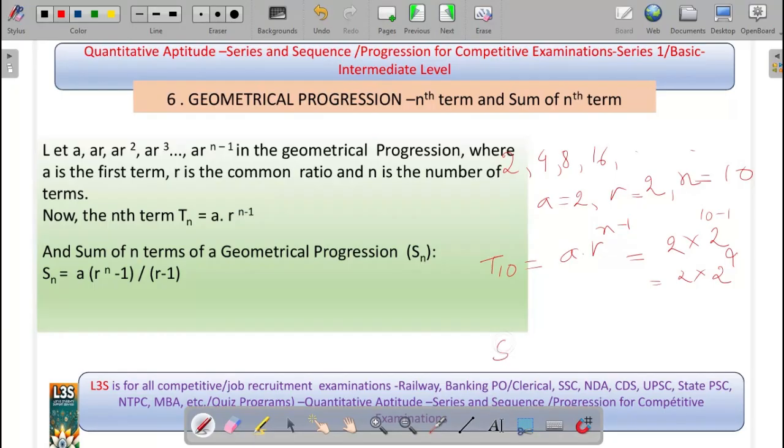Now what will be the sum up to the 10th term? This is equal to a into r to the power n minus 1, divided by r minus 1. Here r is equal to 2, and r minus 1 is 1. So it is 2 into 2 to the power 10 minus 1, divided by 1. That will be the formula.